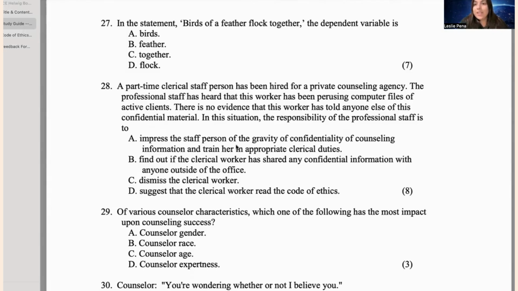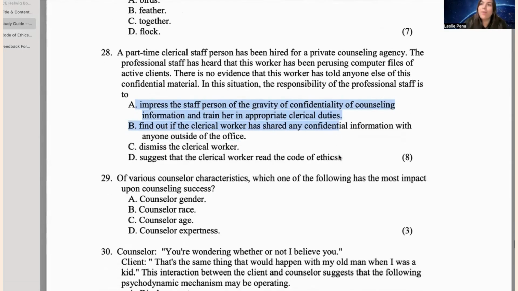So, this is a new coworker of yours. Are you just automatically going to fire them? Like, no. You want to talk to them, of course, especially as a counselor, but you also want to make sure that they know that this is not a thing we do. We respect our clients' confidentiality. So the answer to this question is going to be A. You're going to impress the staff person of the gravity of confidentiality of counseling information and train her in appropriate clerical duties. Problems can be solved.